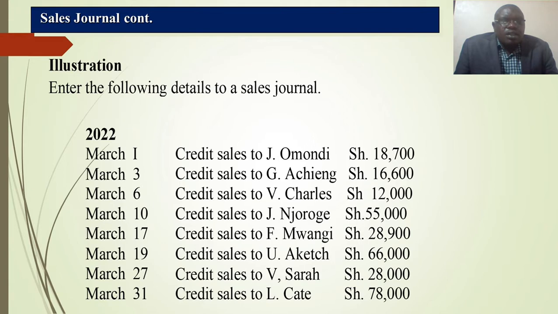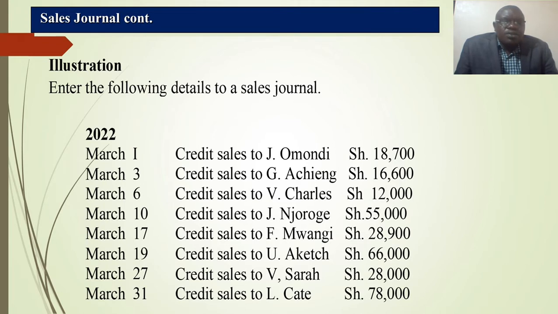On March 10th, credit sales to J. Njoroge amounting to 5,000 shillings. On March 17th, credit sales to F. Mwangi amounting to 28,900. On March 19th, credit sales to U. Okech amounting to 66,000 Kenya shillings. March 27th, credit sales to V. Sarah amounting to 28,000 Kenya shillings. And finally, on 31st March, credit sales to L. Kate amounting to 78,000 Kenya shillings.